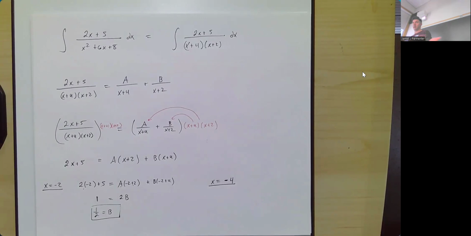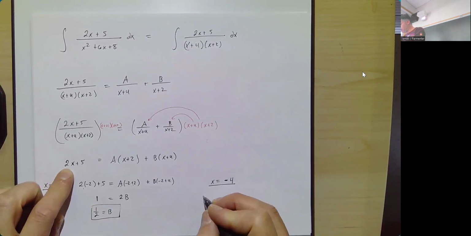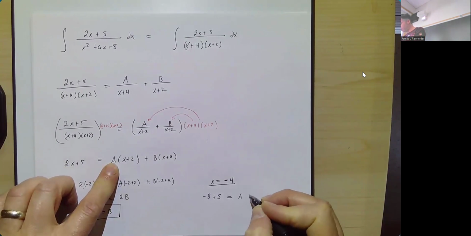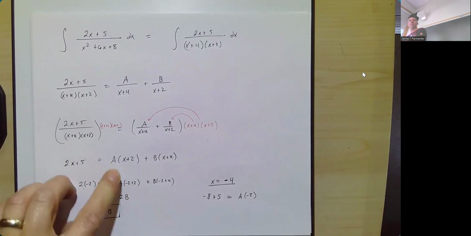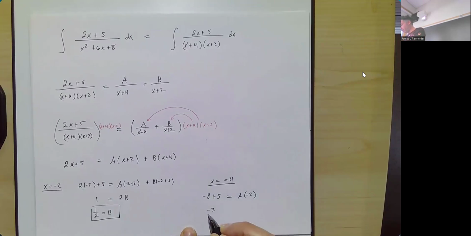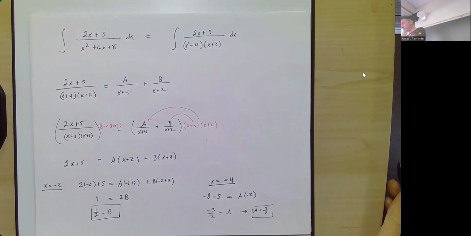Hopefully x equals -4 was the choice you both made, and people on Zoom as well. If you plug that in, I'm going to show a little bit less work this time. I've got -8 plus 5 equal to a times -4 plus 2 plus 0. Then -8 plus 5 is -3, divided by -2 is my a value. So I'm going to get a equal to +3/2. This is the way I would always do it.